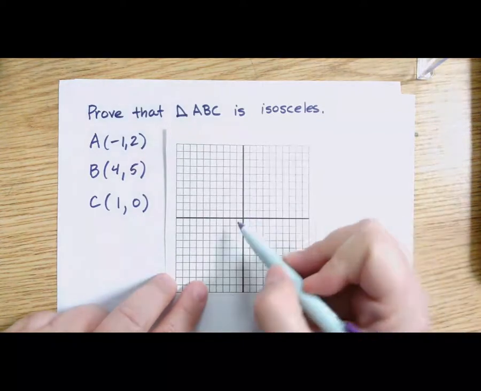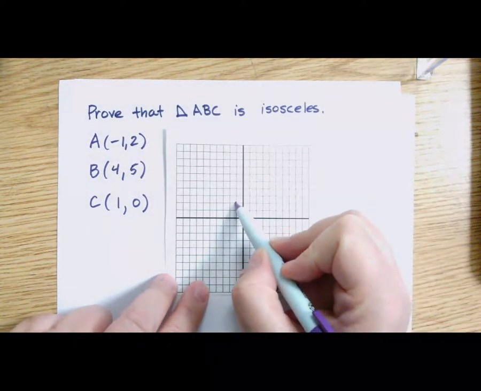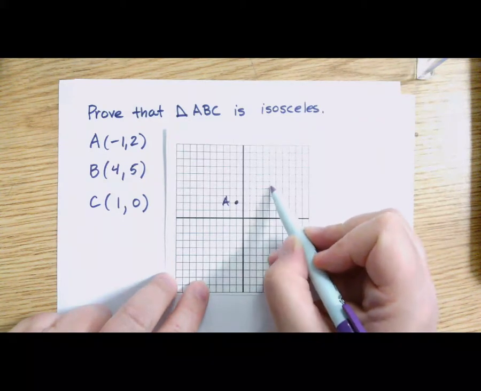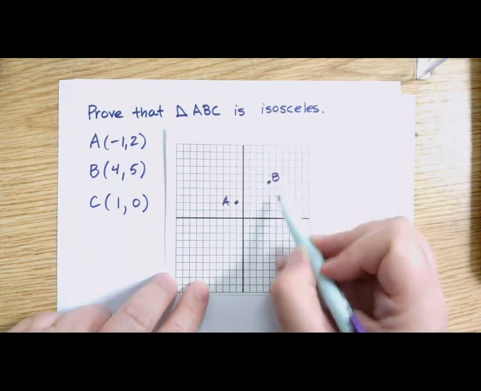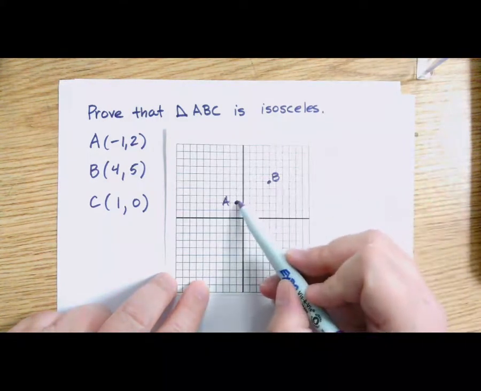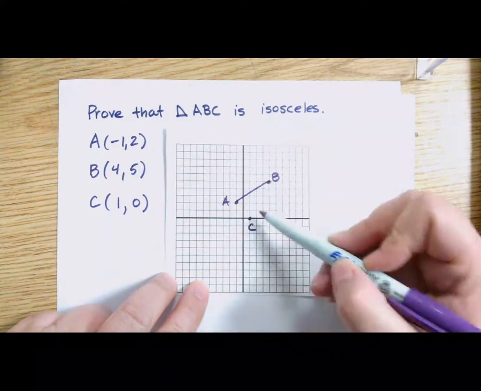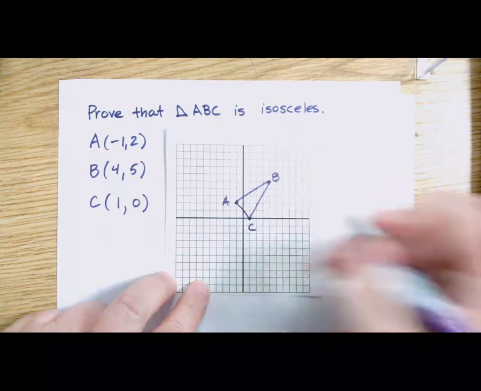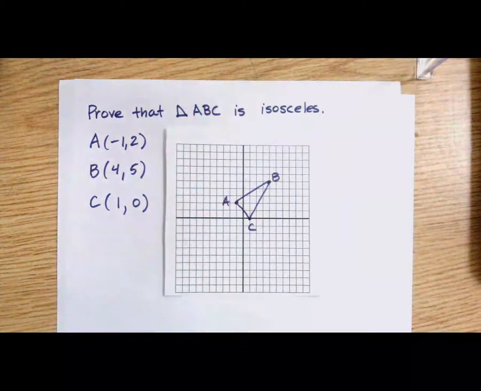Okay, so let's first graph it. A is at (-1, 2). B is at (4, 5). And C is at (1, 0). Okay, so here's my triangle. And graphing is always going to be your first step. And then we're being asked to show that this is isosceles. You can't just say it looks like it, of course. We have to actually show how we know this is true.